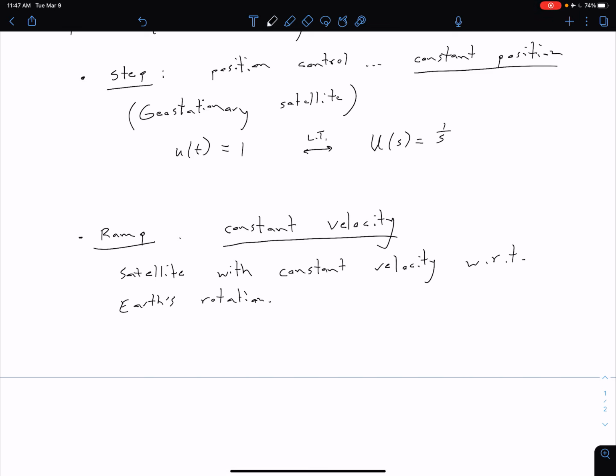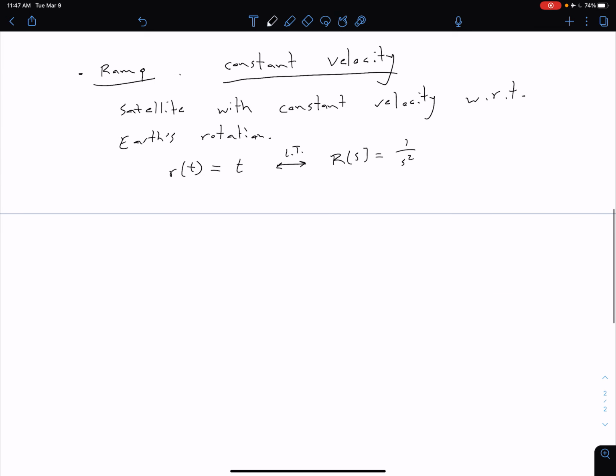Okay, and so in this case, our input signal would be r of t, which is our ramp. The unit ramp would be just t. Of course, we could scale that, the same way we could scale our step input. We can take the Laplace transform of that, and that's going to give us R of s, which is going to be 1 over s squared. Again, any scaling factor is just going to show up in the numerator there.